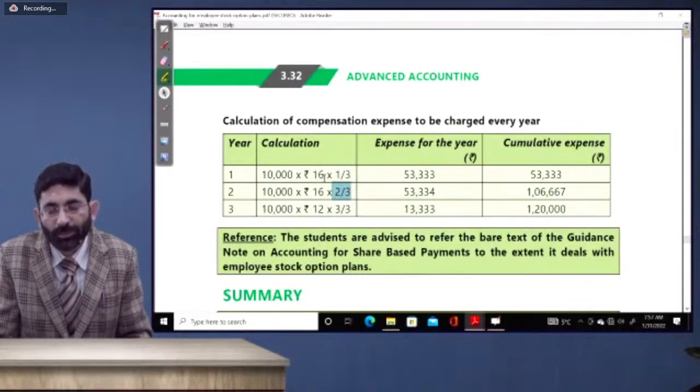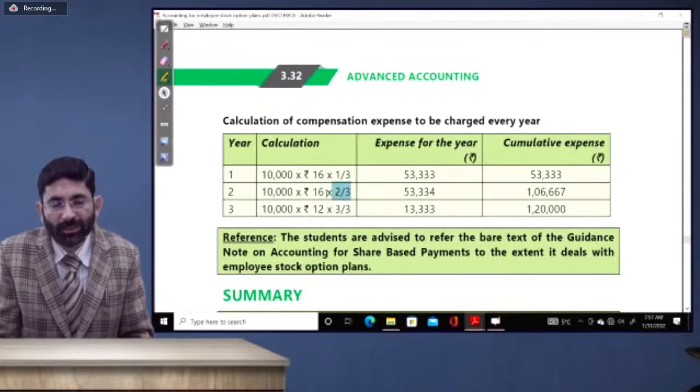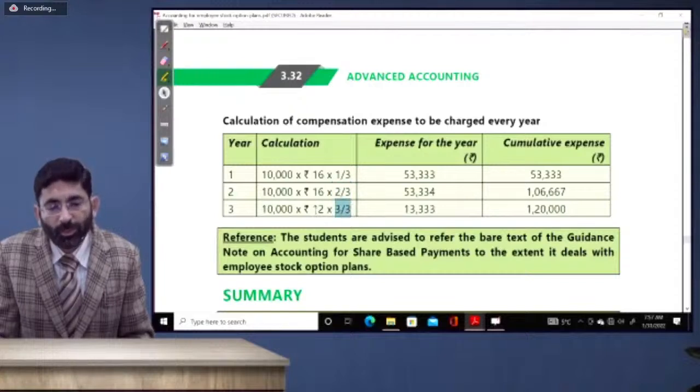At the end of second year, how much is to be written off? Maximum written off amount should be 2 by 3rd. At the end of third year, target is not achieved. So if target is not achieved, what we have to do is, we have to write off according to 12 per share. Now total amount is to be written off 1,20,000.